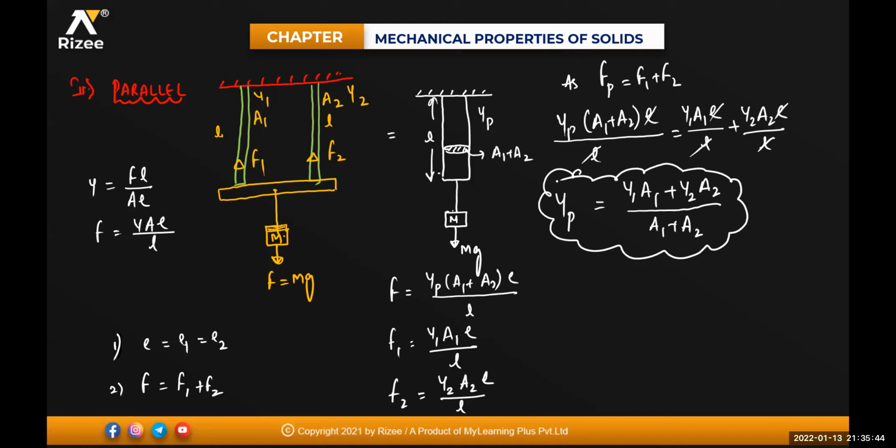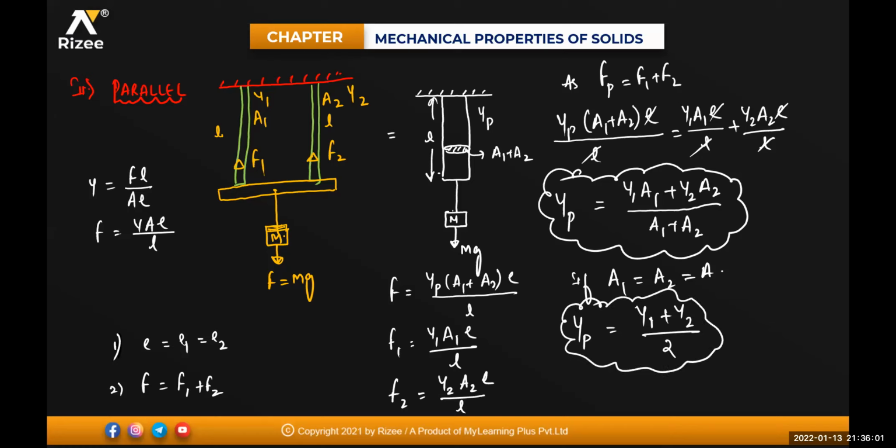So this is the Young's modulus of the wire in the parallel combination. If A1 and A2 are the same, beta, if A1 is equal to A2 is equal to A, then Young's modulus in the parallel combination will become how much? Y1 plus Y2 divided by 2. Isn't it? So it is Y1 plus Y2 by 2. So this will be what, beta? The arithmetic mean of Y1 and Y2. Clear for everyone? Very important relation, beta.